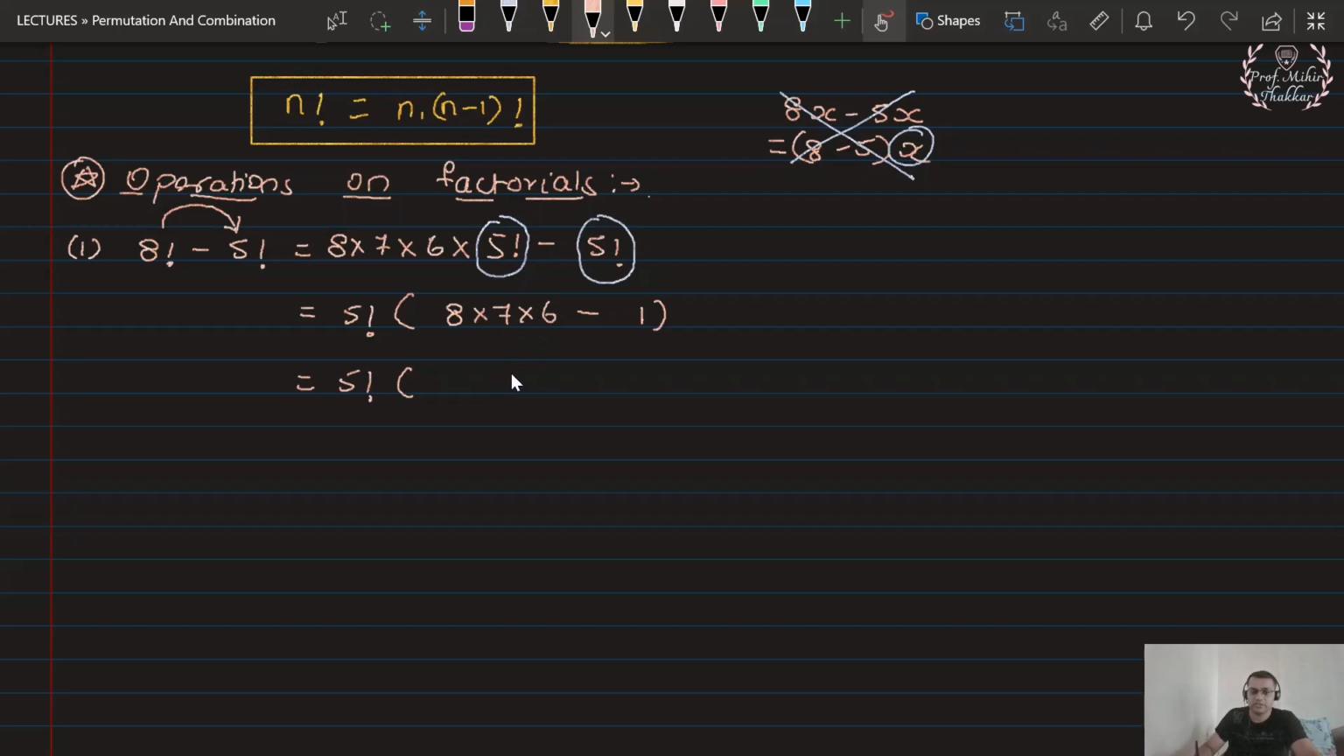7 into 6 is 42 multiplied by 8 minus 1. So 5 factorial into 8 into 2 is 16, 8 into 4 is 32 plus 1 is 33, minus 1. So basically we will get this as 5 factorial multiplied by 335. Then depending on the options of your question, you can simplify this by calculating the value of 5 factorial, or probably you can stop over here. That depends completely on the options that are given to you in your MCQs or the questions. Okay, that is one example.